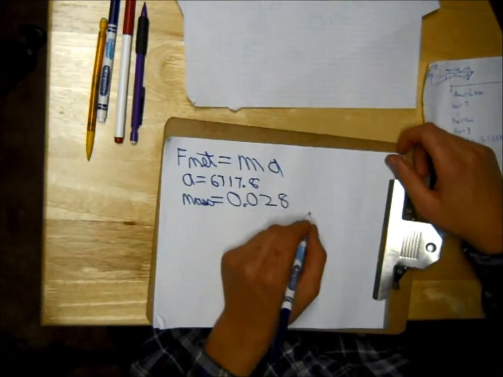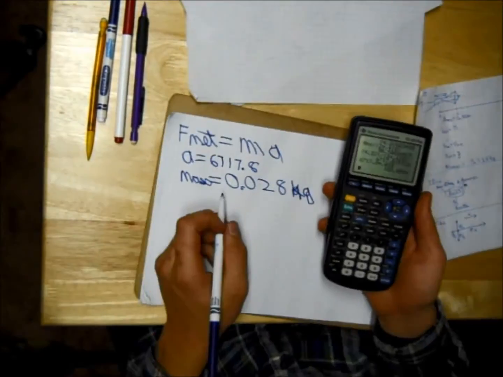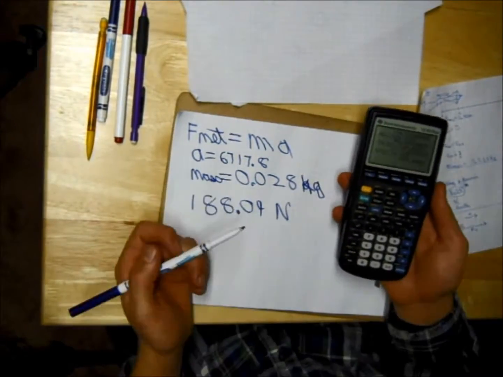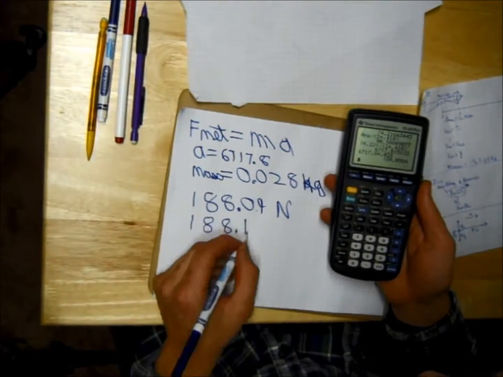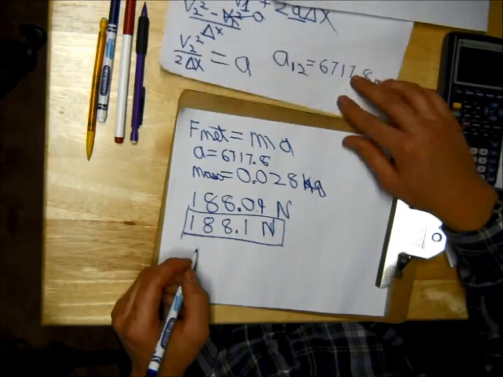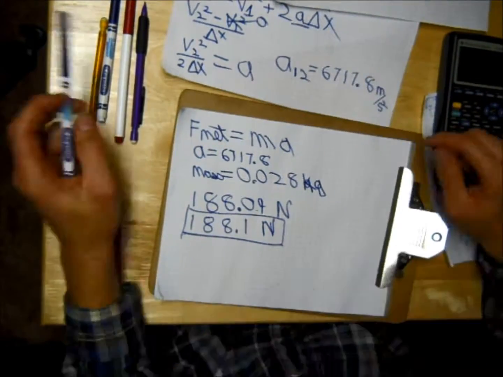Now it is time to solve for force using Newton's second law. We simply insert the mass of the bolt and the acceleration, and we find out that our force applied to the bolt is 188.1 newtons.